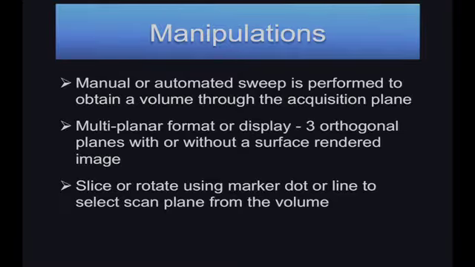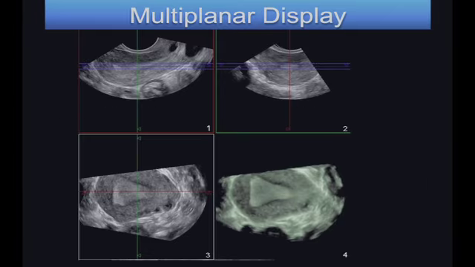Then a multiplanar format or display will appear on the screen, which are 3 orthogonal planes with or without a surface-rendered image. And this surface-rendered image is a thicker slice through the volume with depth perception that is improved by different computer-generated shading and lighting effects. And then, of course, we'll slice or rotate using a marker dot or line to select the scan plane from the volume. So here we have an example of the multiplanar display.